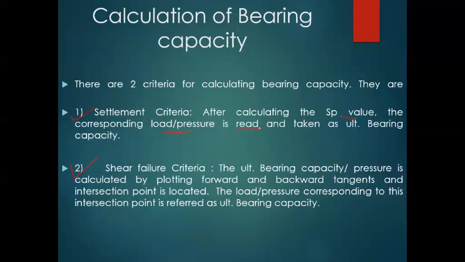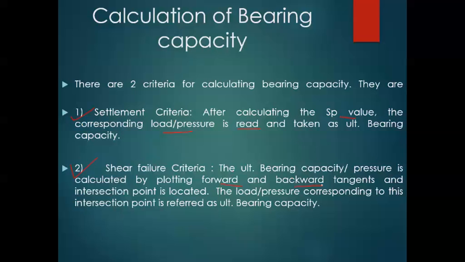Then if you are using the shear failure criteria, what we have to do is calculate the ultimate bearing capacity by drawing forward tangents and backward tangents. I had indicated this in the previous slide, and how to locate the intersection point I had also explained already.